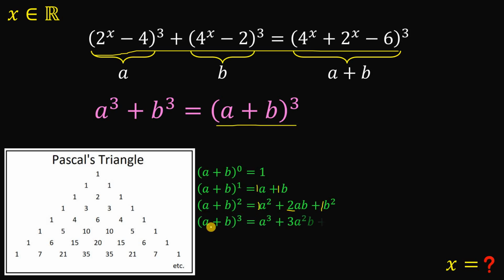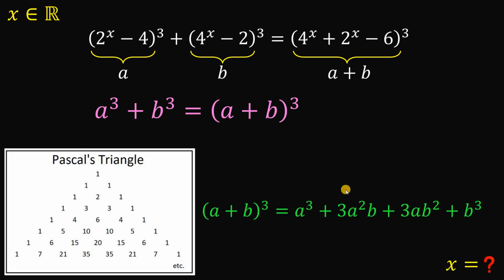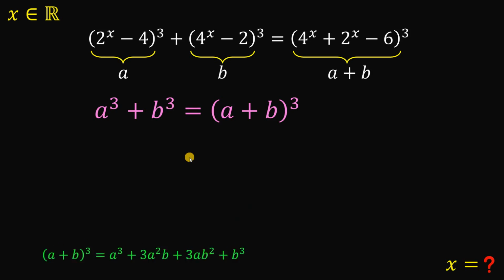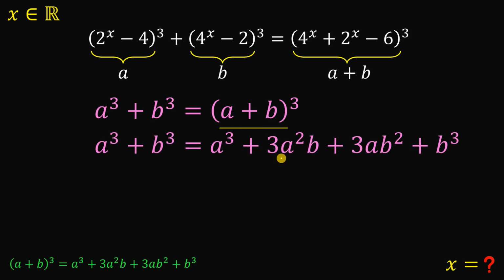Now, if we extend this, we also get a plus b raised to the power of 3 and a plus b raised to the power of 4. But in this question, we want the identity for a plus b raised to the power of 3, so we will use this identity to answer this question. Now, the right-hand side of our equation can be written as a cubed plus 3a squared b plus 3ab squared plus b cubed.